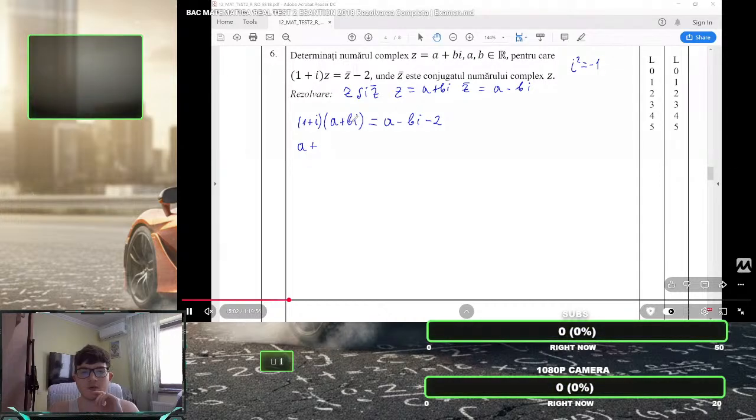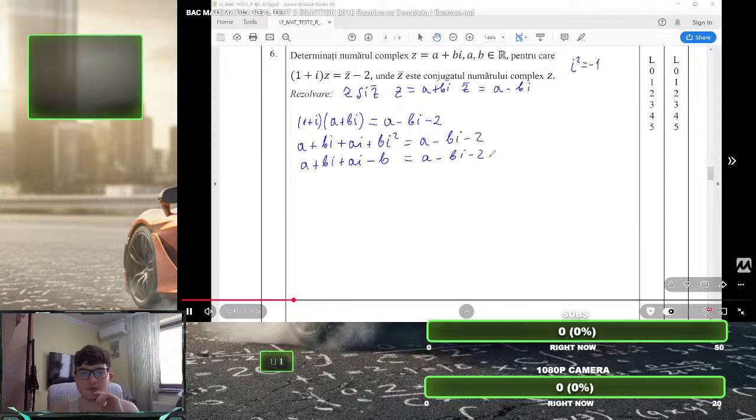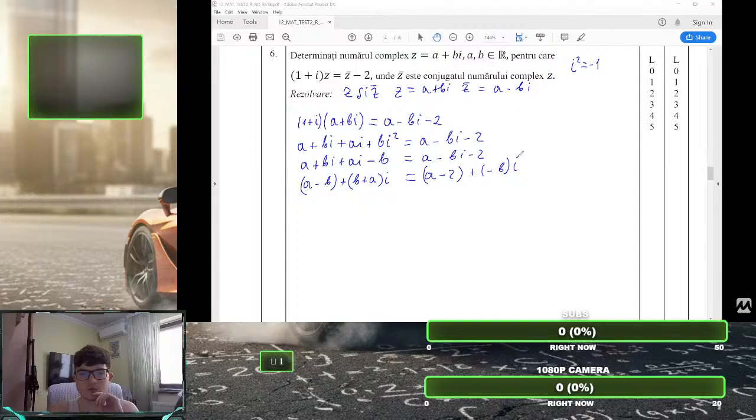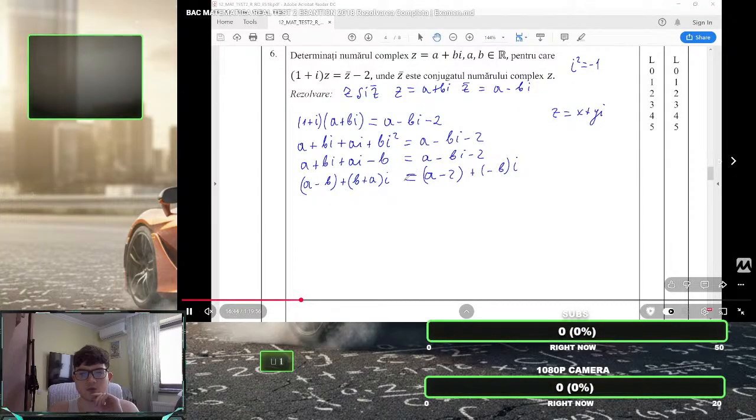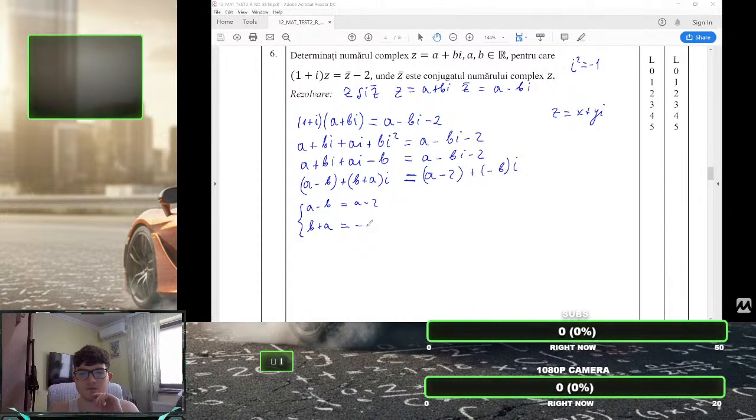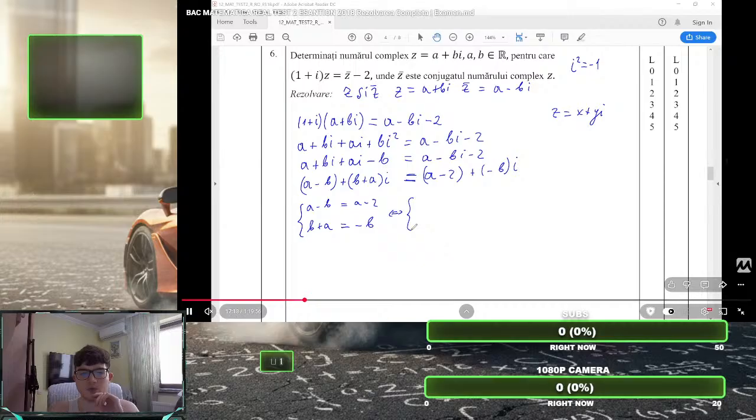So you have a right there, plus bi, plus ai, plus bi to the second power. Now instead of i to the second power, just put a minus 1 right there. And now you just work with that stuff. Pop it like that, pop it like this. And now we can work with that, and we will get this.